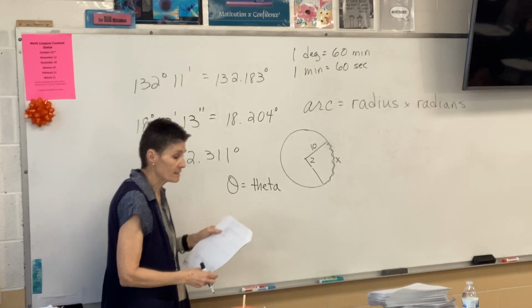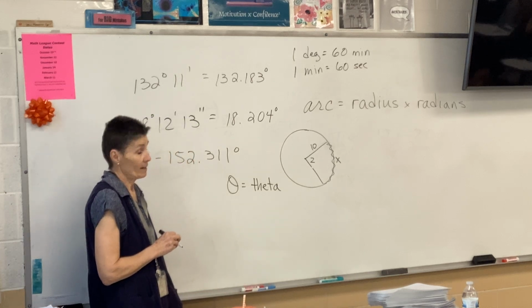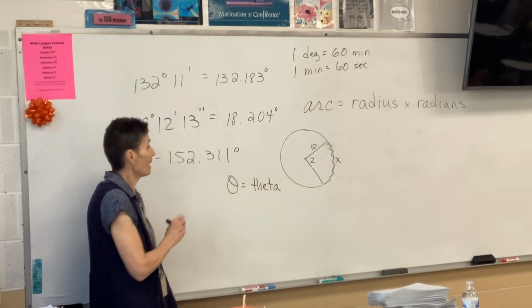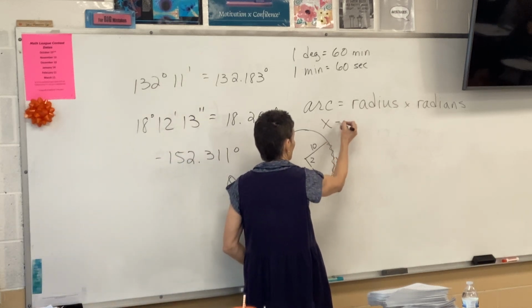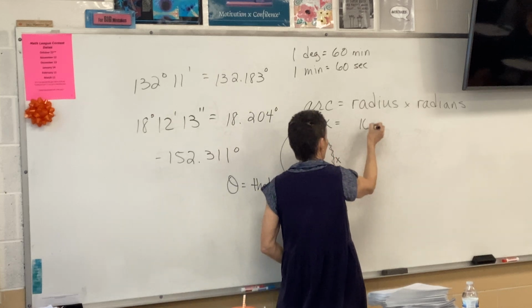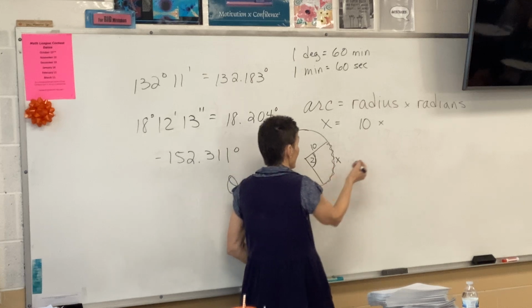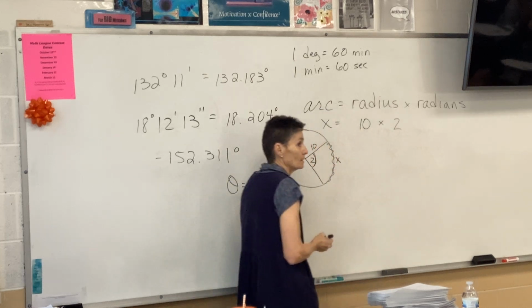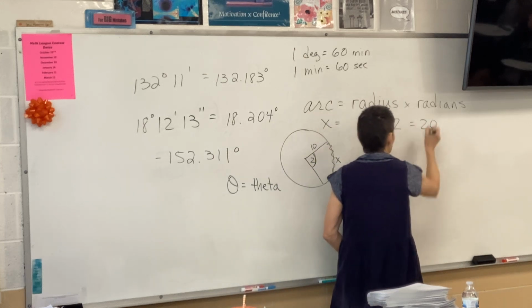Yes, if you were listening earlier, some of you already know what the answer is. But the answer can always be found with your formula. The arc length, I don't know what that is. The radius is 10, and the radian measure of the angle is 2. So what's the answer to the question? 20.